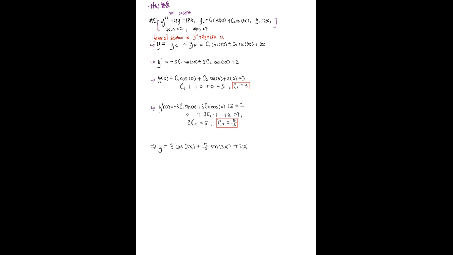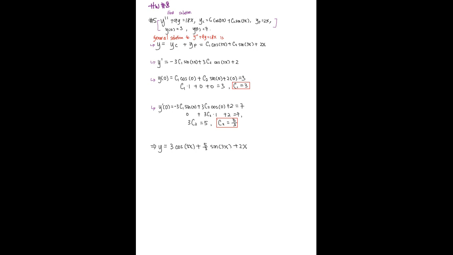Okay. So, also given the initial values, y sub 0 equals 3, and y prime of 0, which is the first derivative of y, equals 7. So what I do is just add them up, y sub c plus y sub p, which is equal to c1 cosine 3x plus c2 sine 3x plus 2x. So the next step, I take the first derivative of y, which is y prime, equal to negative 3c1 sine 3x plus 3c2 cosine 3x plus 2.